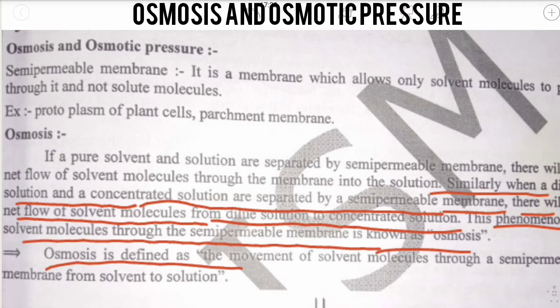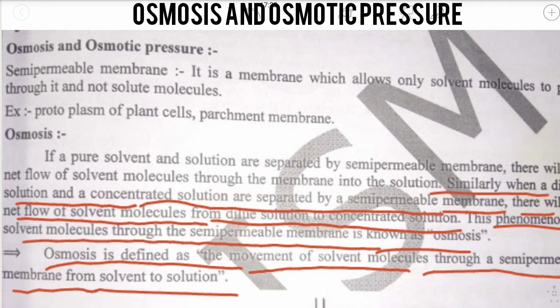Osmosis is defined as the movement of solvent molecules through a semi-permeable membrane from solvent to solution. Osmosis is a very simple process: the movement of solvent molecules with the help of a semi-permeable membrane from solvent to solution.